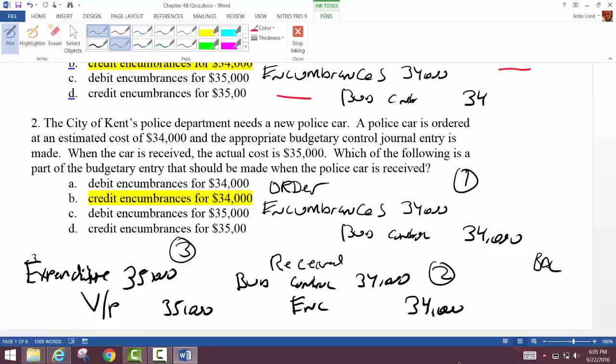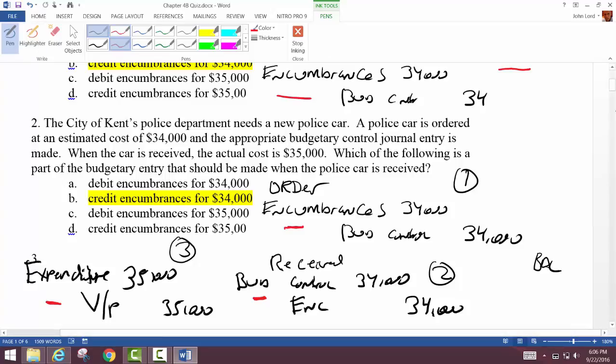When the car is received, you debit encumbrances for $30,000. What did I do? I wrote it twice here. When the car is received, you credit the encumbrance. When the car is ordered, you debit encumbrances and credit budgetary control. When the car is received, you do what? Debit budgetary control for the original amount, $34,000, credit the encumbrance, and then debit expenditure and credit the voucher payable for the actual amount, don't you?